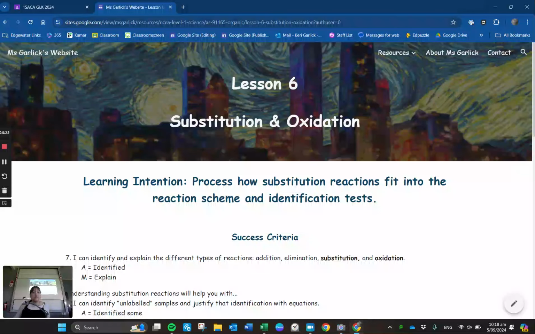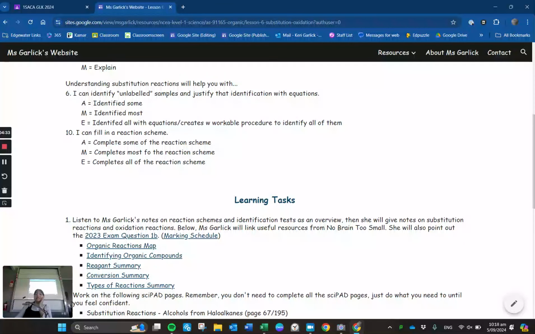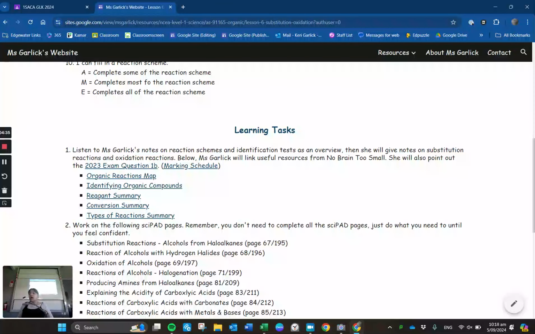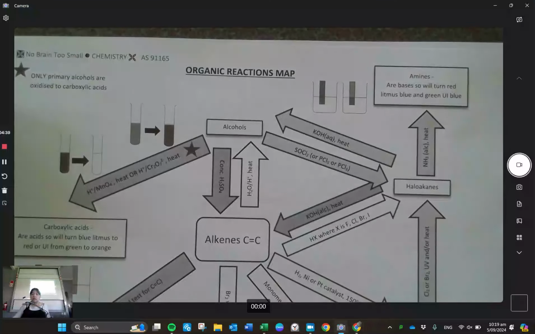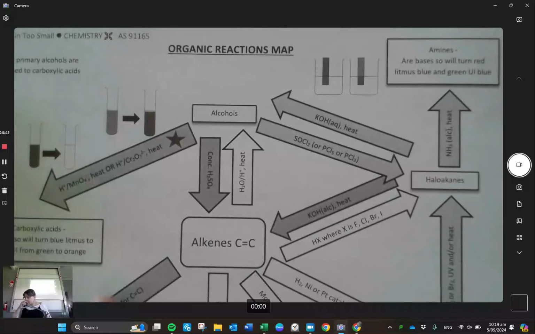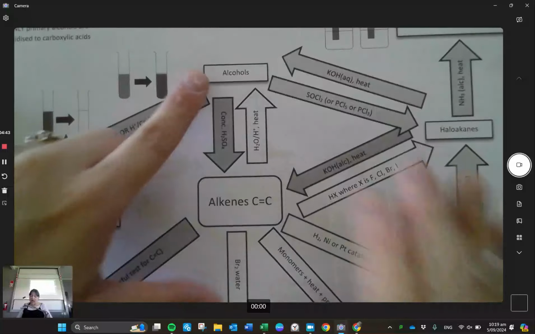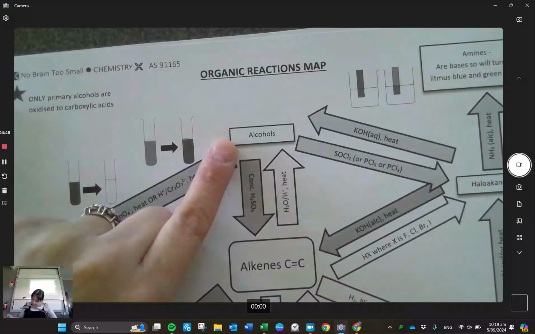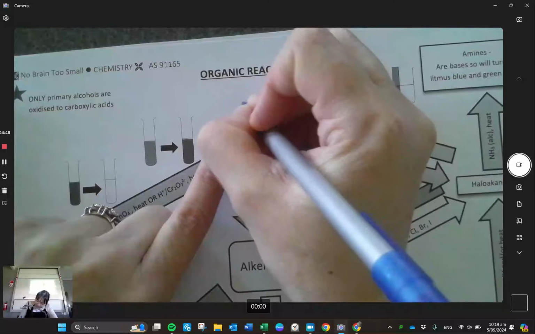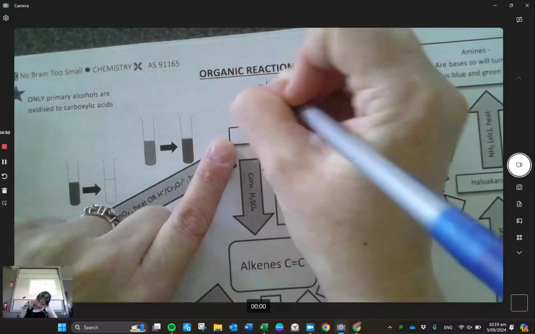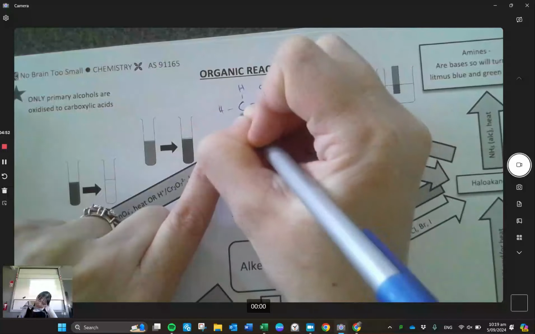Cool. So the first type of reaction I want to talk about is a substitution reaction. Let me find it on the marking schedule first. Okay, so we know that we have things like alcohols. That would be, say, for example, something like this. So this is an example of an alcohol.